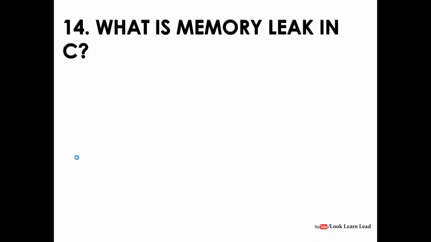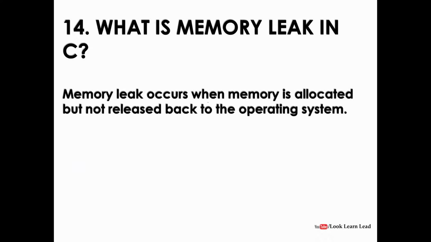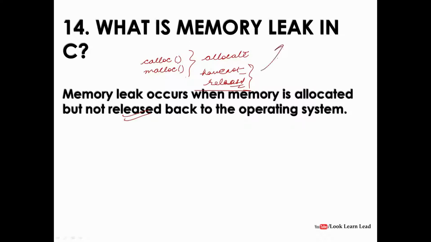What is a memory leak in C? Let's see. A memory leak occurs when the allocated memory is not released back to the operating system. Suppose we used calloc and malloc to allocate memory, but we have not released it. So in that case, a memory leak would be there.